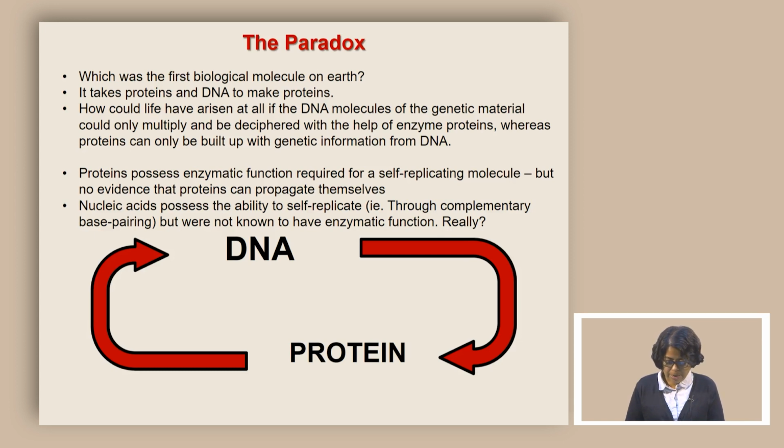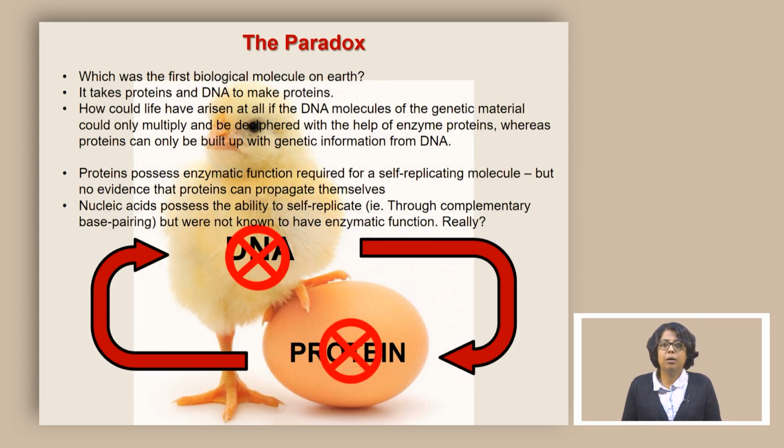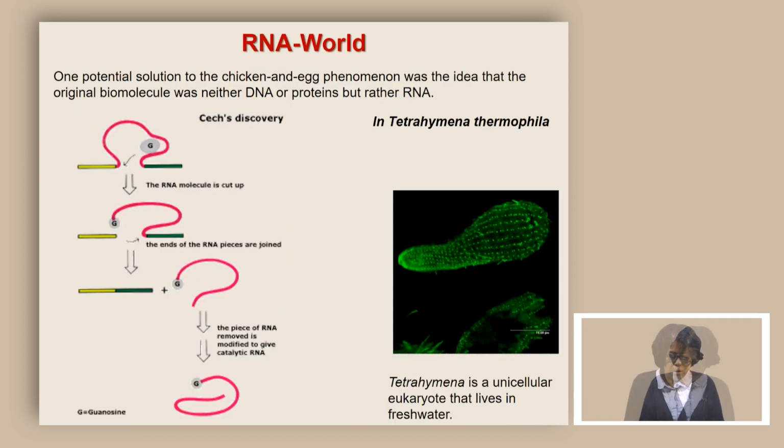So, again at this point it is a chicken and egg problem, whether it was the DNA which came first or the protein which came first, and what scientists eventually realized is that it is none of them. It is a third candidate, another nucleic acid, what we know as RNA. One potential solution to this chicken and egg problem was the idea that the original biomolecule was neither DNA nor protein, but rather RNA. RNA is ribonucleic acid; it is not a double helix, it is a single strand.